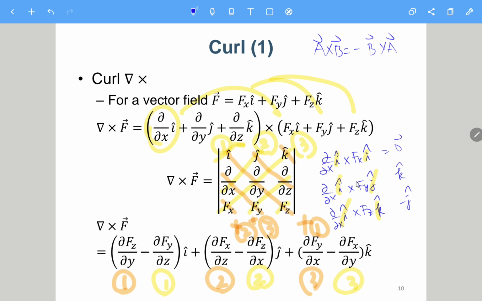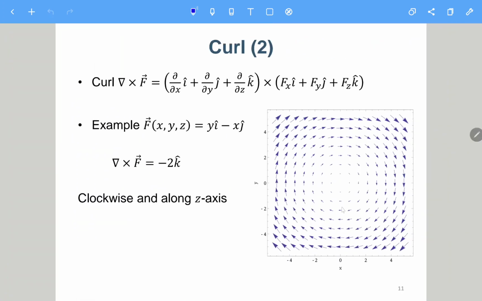Okay, so I won't go through all the 9 terms, so you can feel free to use either method to come up with the cross product. So this is the definition of the curl, and the physical interpretation of the curl is like rotation.